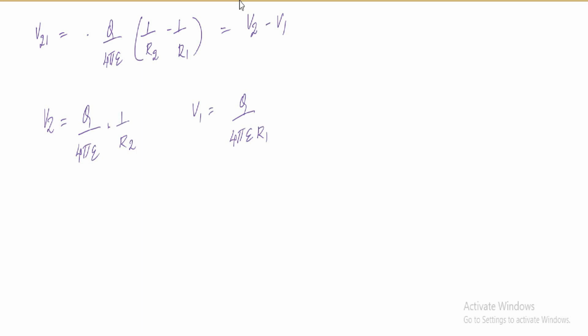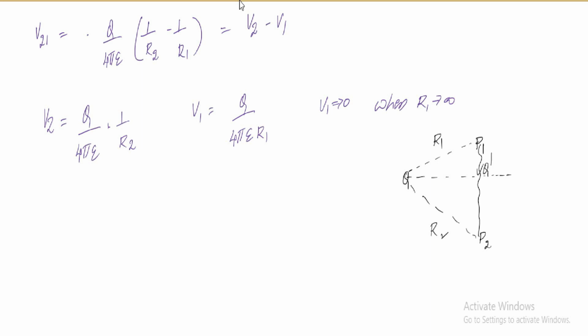According to the absolute potential, V1 becomes 0 when R1 tends to infinity. What do we mean by R1 tends to infinity? We have taken Q as a charge, and a charge is moving from P1 to P2. The distance from Q to P1 is R1, and Q to P2 is R2. We are moving a charge, delta Q or Q dash, from P1 to P2, and this is the direction of the electric field intensity E dash due to Q.